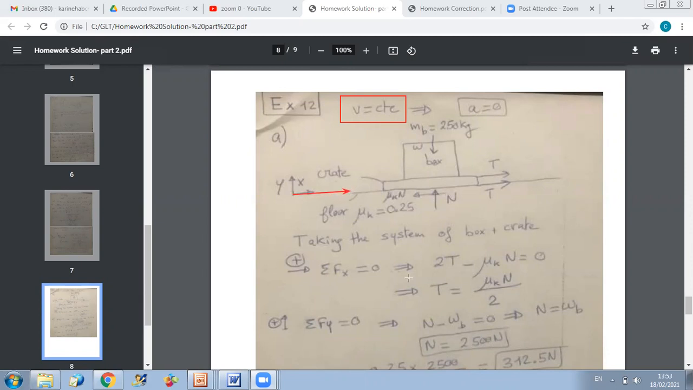And for sum of x equals 0, since we have two cables, we have 2T minus the friction force, which is opposing them, equal to 0. So T equals 2 mu k N over 2. Now, in order to be able to find T, we need N.